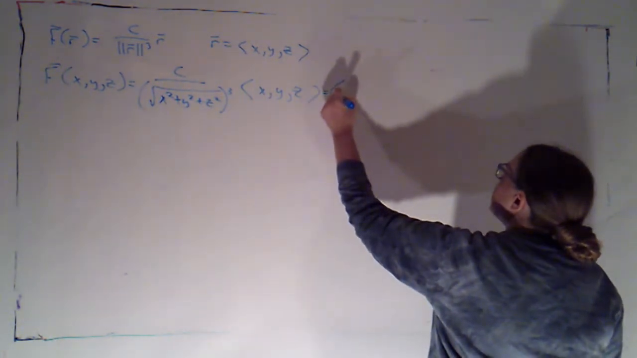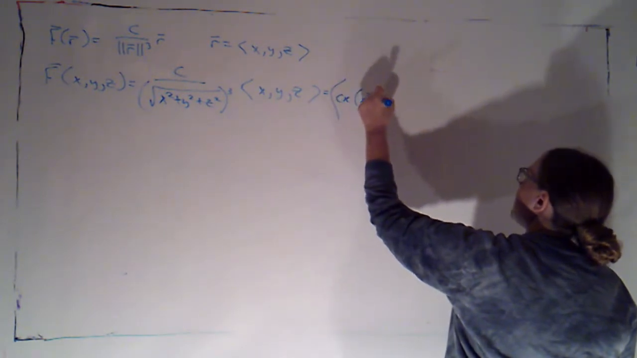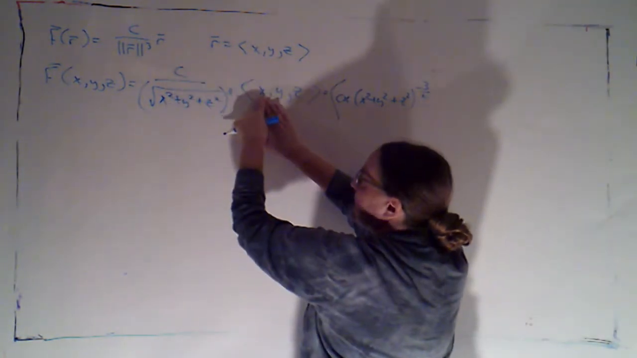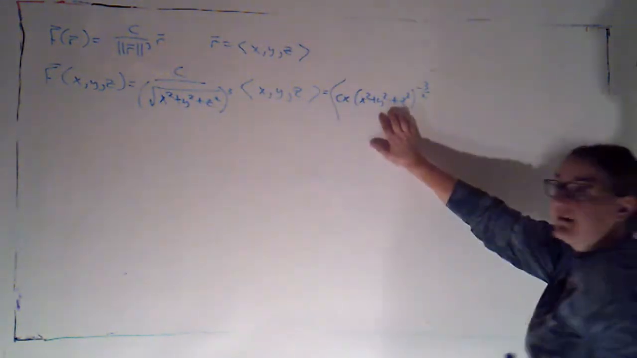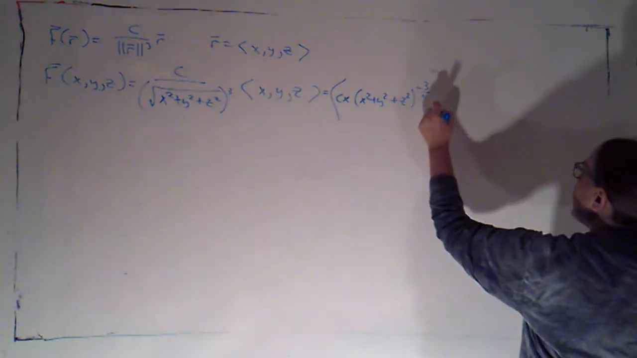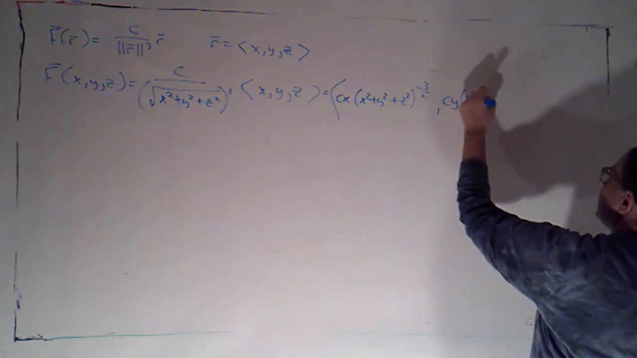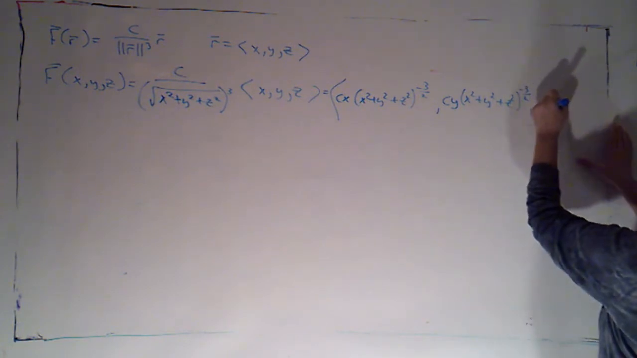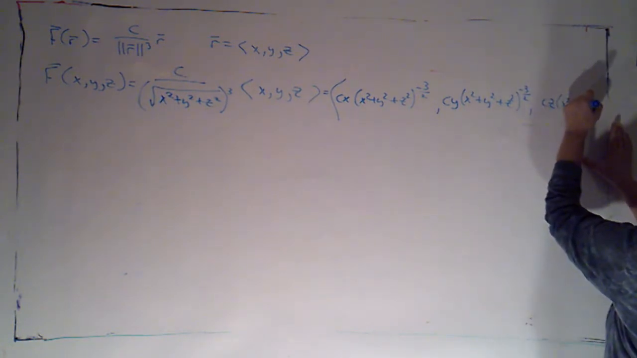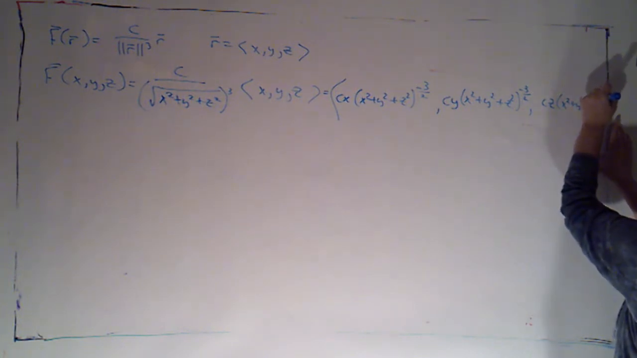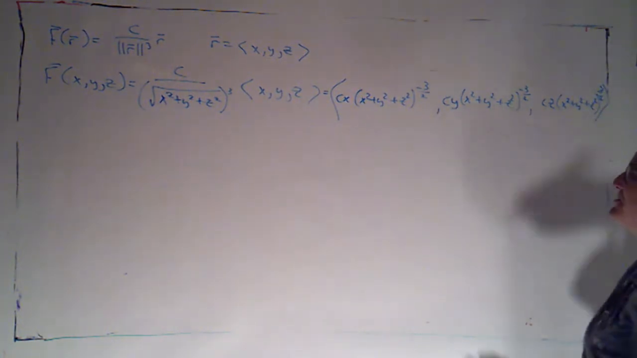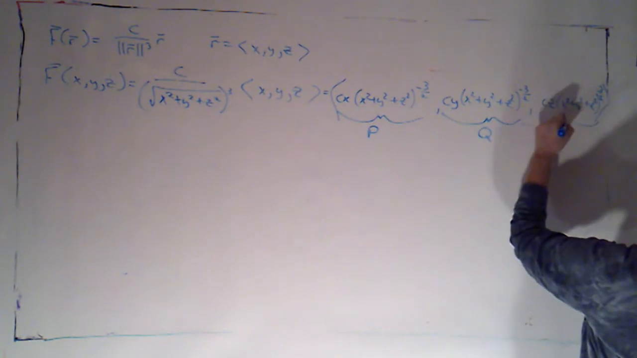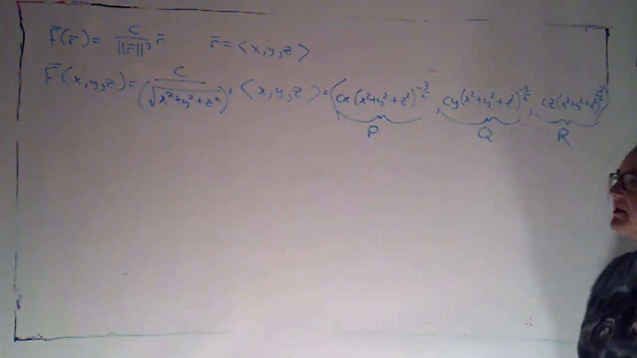So I'm going to get cx times x squared plus y squared plus z squared to the negative 3/2. So the c here is multiplied by the x, and then I just rewrote that as this quantity to the negative 3/2. And then I'll get cy times x squared plus y squared plus z squared to the negative 3/2. And then I'll get cz times x squared plus y squared plus z squared to the negative 3/2. Okay, so those are my component functions. I could name them p, q, and r if I don't want to have to copy them a gazillion times.